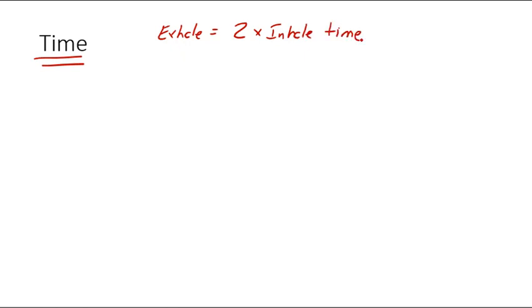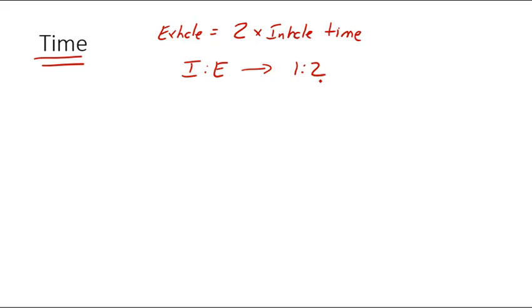This is referred to as the inspiration to expiration ratio, and it's denoted IE. And as I just said, normal IE is about 1 to 2. It takes twice the time to expire as it does to inspire.